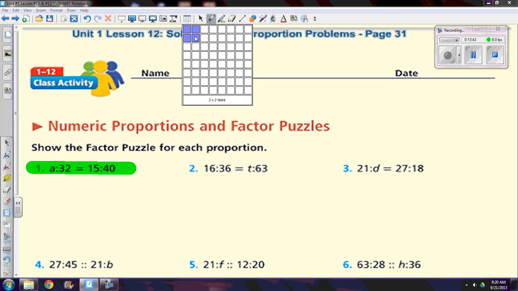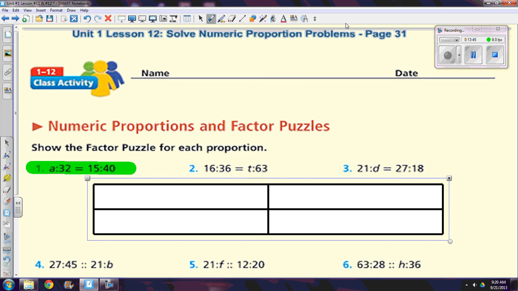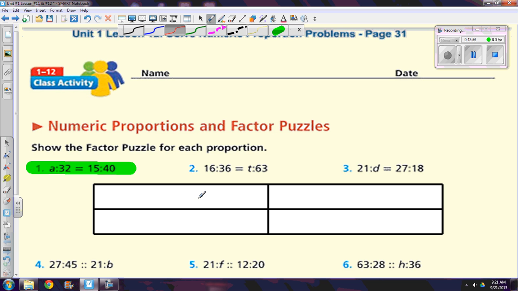So if I do my factor puzzle, let's make it smaller. Can I make it smaller? Well, I can use this. All right, so we have A to 32, 15 to 40. And then just like you've done before, you have to add these lines on the outside and top and bottom.